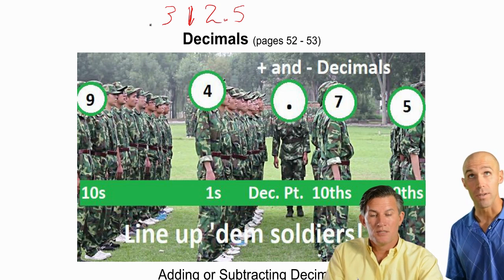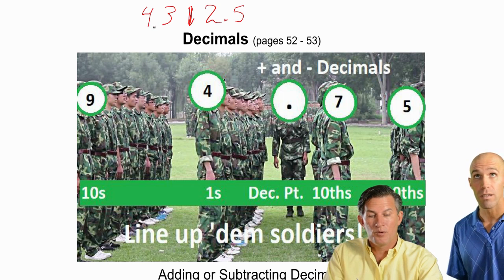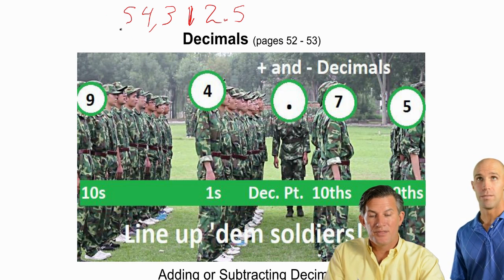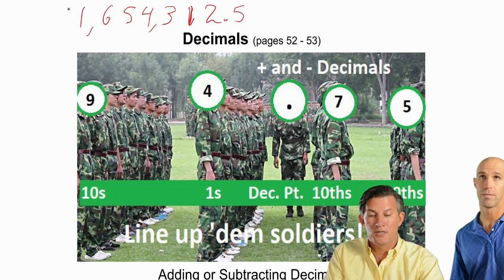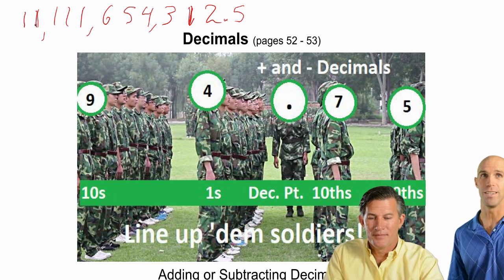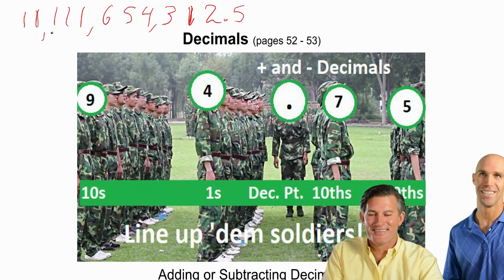The 3 is in the hundreds place. The 4 is in the thousands place. The 5 is in the 10,000s place. The 6 is in the 100,000s place. Then it goes to million, 10 million, 100 million, billion.